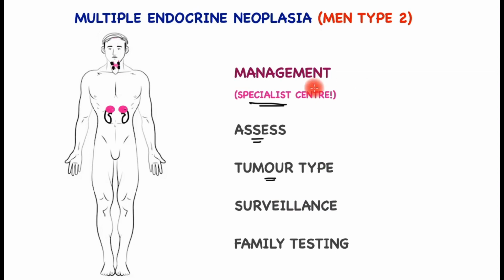And once this condition is diagnosed, then the patients would be under surveillance to ensure that other tumor types do not crop up. And finally, family members are also tested, and those found to have the relevant genetic makeup would benefit from genetic counseling. This completes this brief overview of MEN type 2.